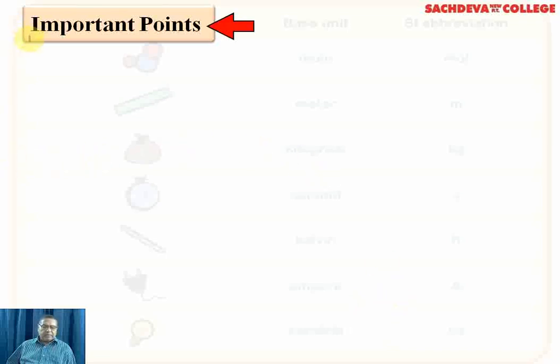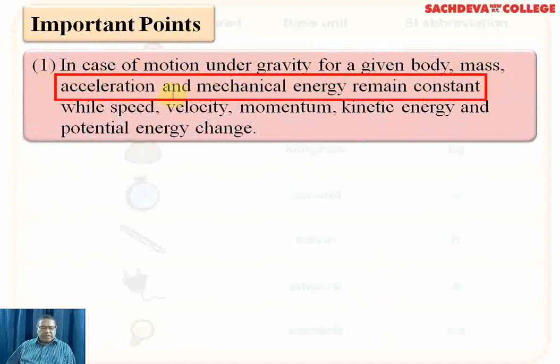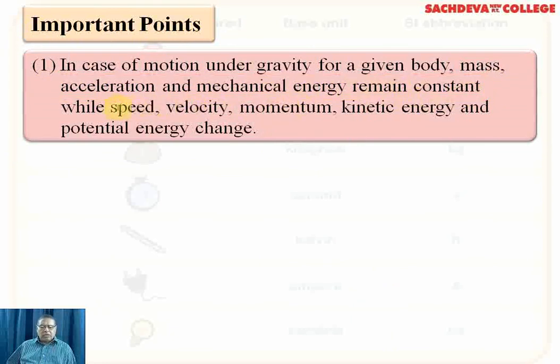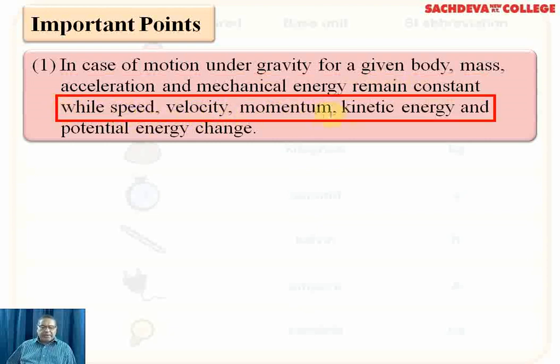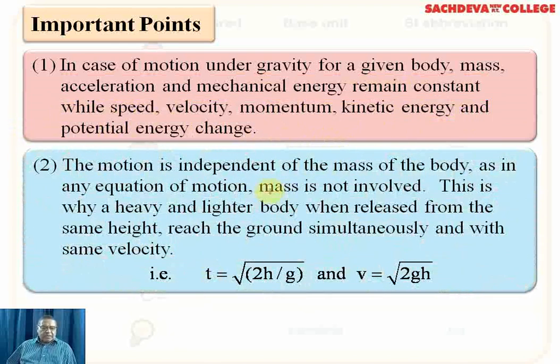Now there are certain important points to be remembered. Like in the first case, the motion under gravity for a given body, mass, acceleration, and mechanical energy remain constant, because all these equations are independent of mass, while speed, velocity, momentum, kinetic energy, and potential energy change. Another very important point is that the motion is independent of the mass of the body, as in any equation of motion, mass is not involved.